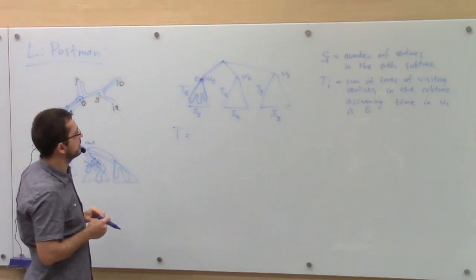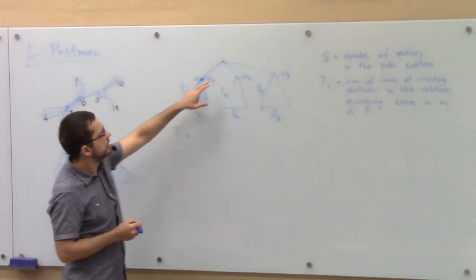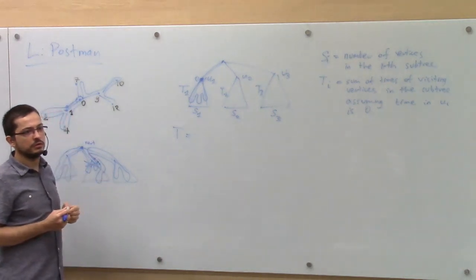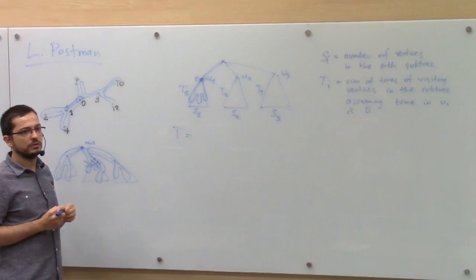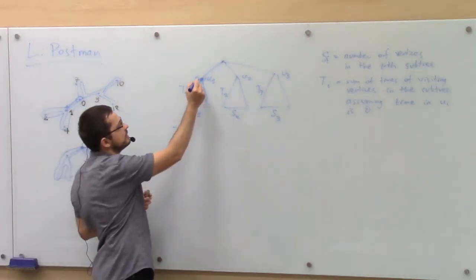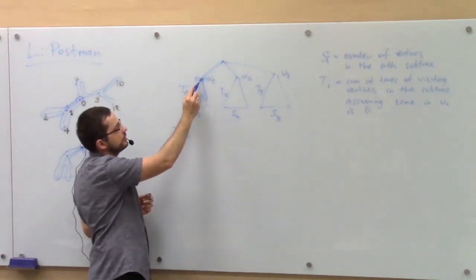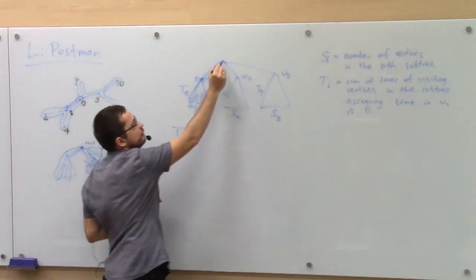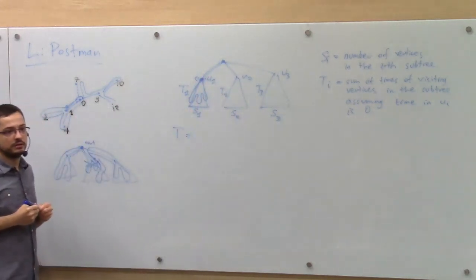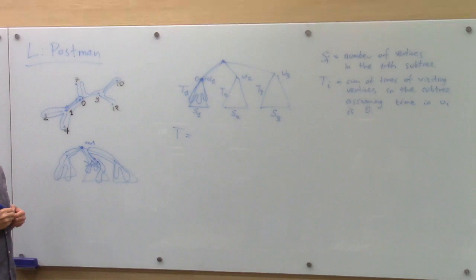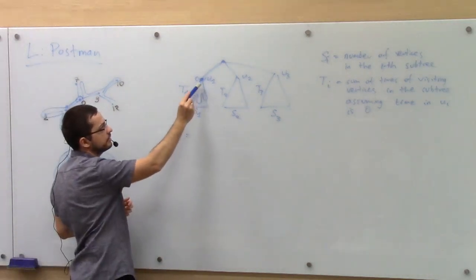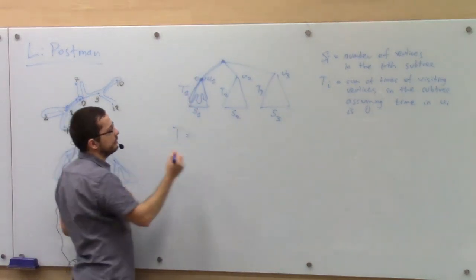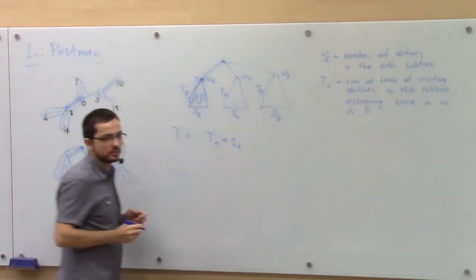So what is the total time of visiting these if we start going from the root? Okay, if we start from this vertex, we know that the total time of visiting all of the vertices in this subtree is T1. So what is the total time of visiting them if we start in this vertex? Yes, so for each vertex here, we have an additional one unit of time. And we have S1 of these vertices. So the total time for them will be T1 plus S1.